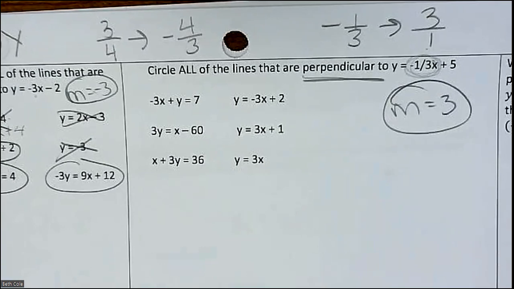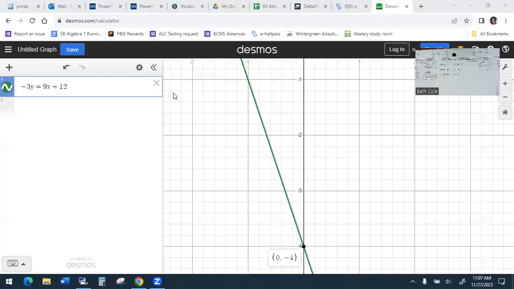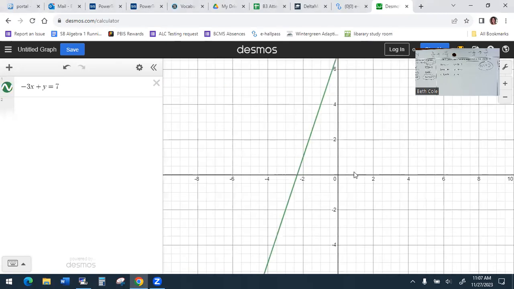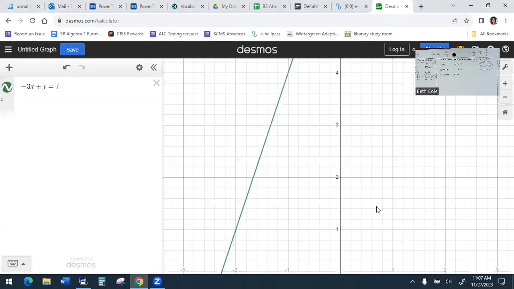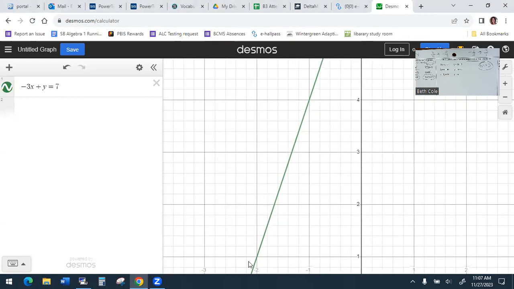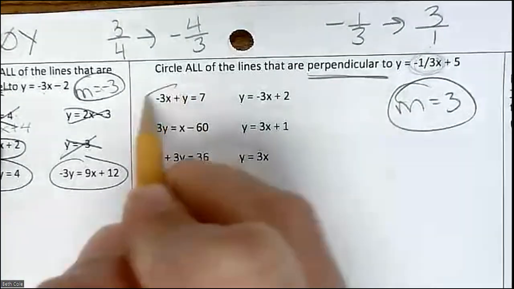So what you would do is you would type them into Desmos one at a time, and you'd pick all the ones that have a slope of 3. So just watch, guys. I'm going to type this in. I need for you to just watch. The first one, -3x plus y equals 7. Are you looking? Does it go up 3/1? Up 3/1. Yes. Okay, circle that one. You do want that one.